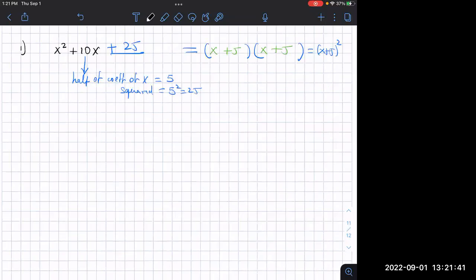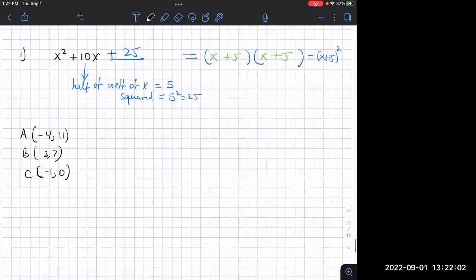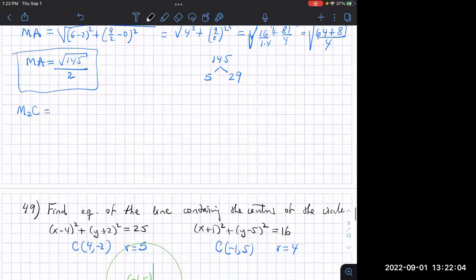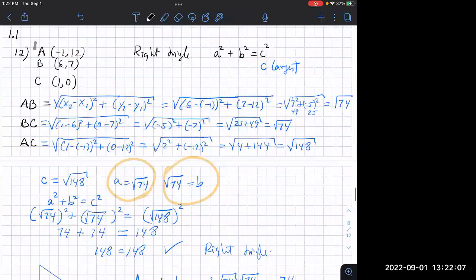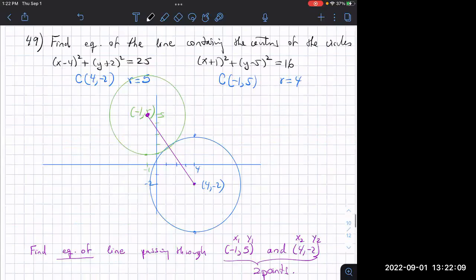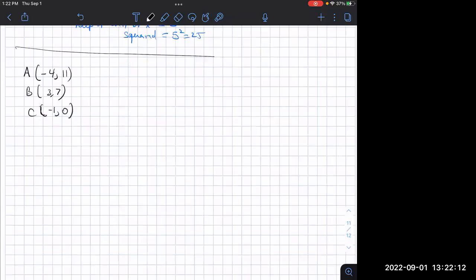So you're gonna give me the numbers again. So A was negative 4, 11. B, 3, 7. C, negative 1 and 0. Okay, is it the same as, it's not the same, right? 4, 11, it doesn't look the same. Yeah, it's not the same. Okay, so this is the one where we have to show if it's a right triangle.